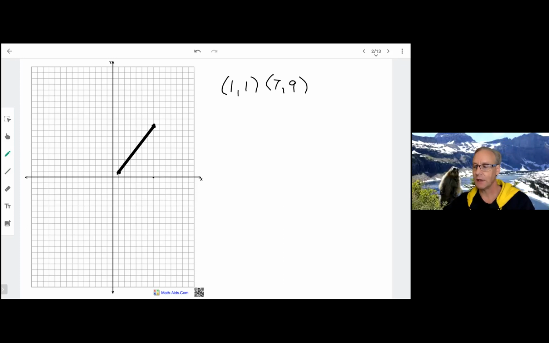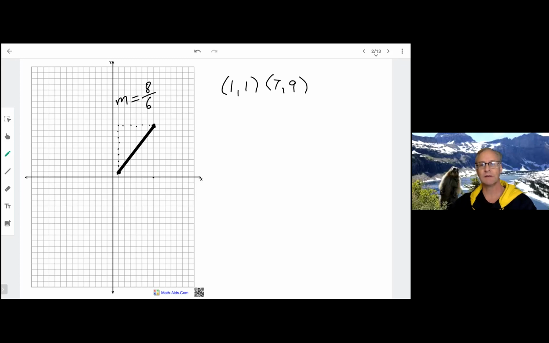If I count up 1, 2, 3, 4, 5, 6, 7, 8, and over 1, 2, 3, 4, 5, 6, sorry, I missed on that one a little bit, we can say that the slope or the steepness of this line can be described as up 8 over 6. And of course, this fraction could be reduced, but I'm not going to reduce it for a very good reason.